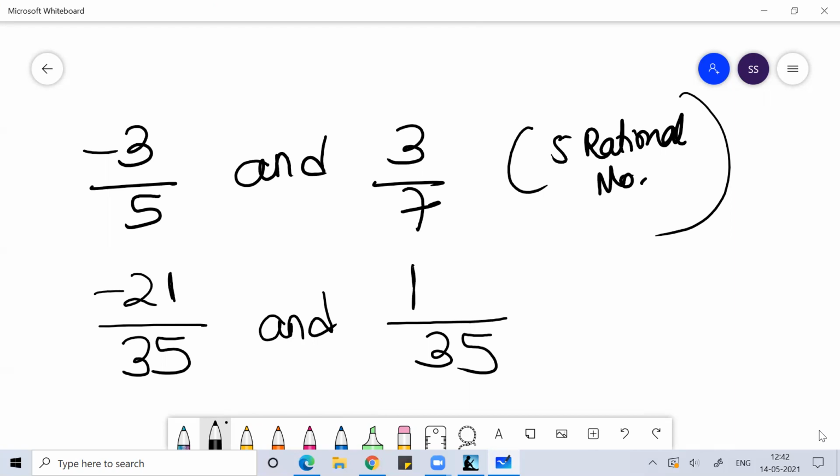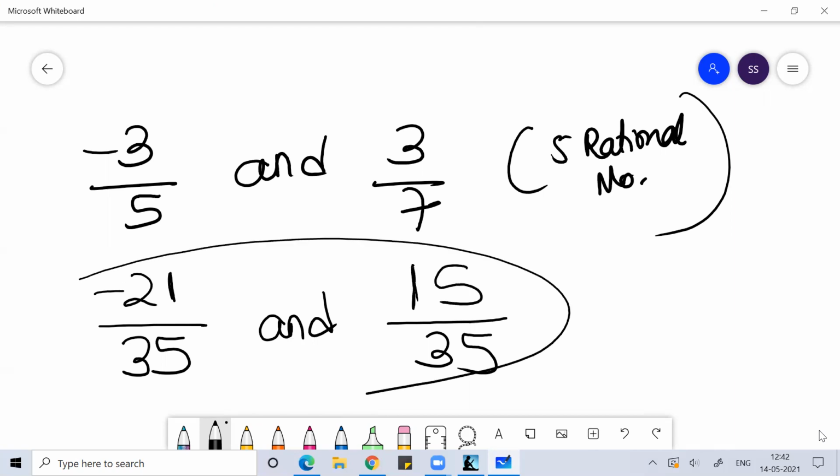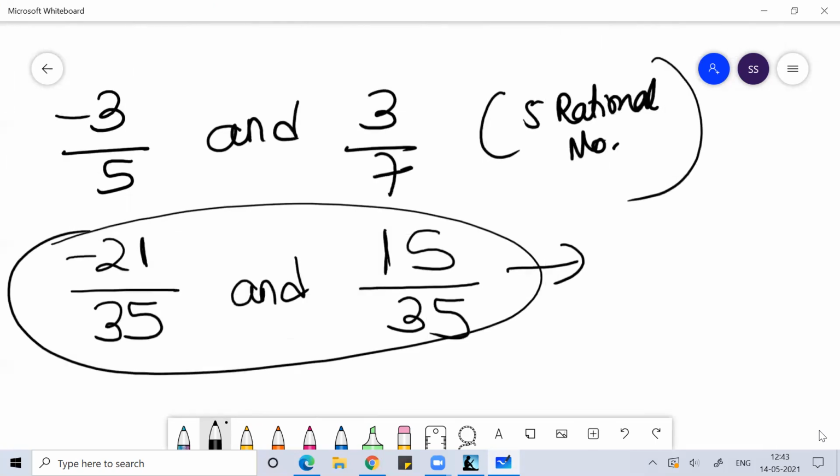5 into 3 is 15. Now can you write 5 rational numbers between them? Very easily. So you can't. Why can't you? No, because here it's minus 21 and it's plus 15.